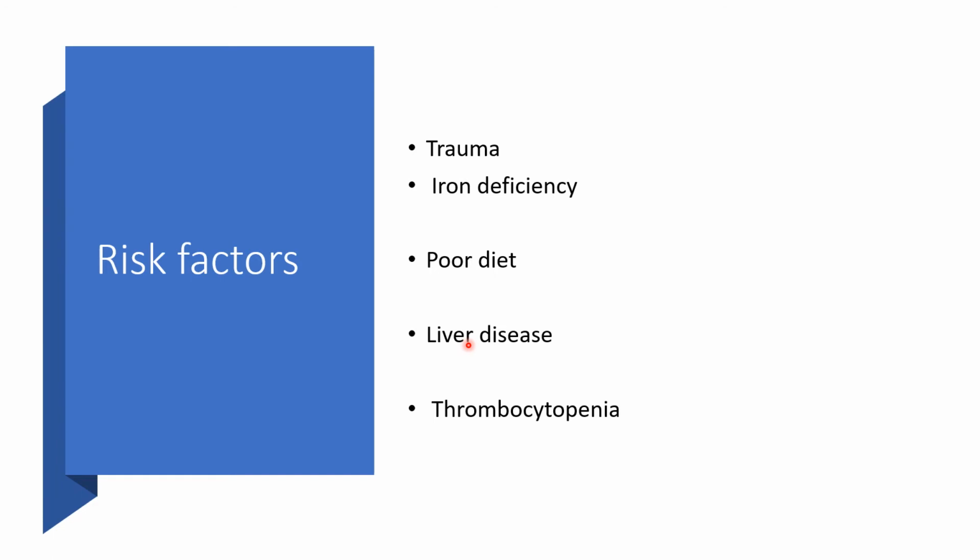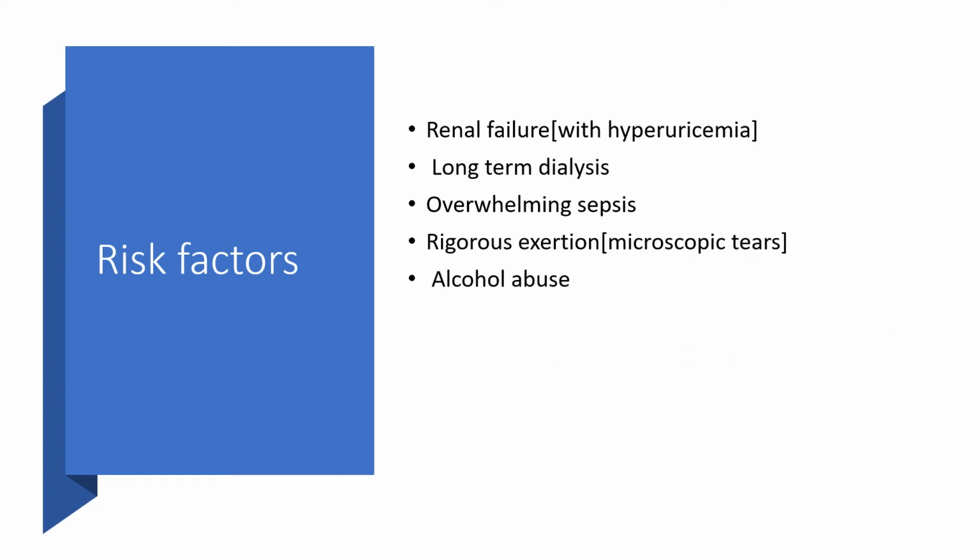Thrombocytopenia is a low level of platelets. Other causes could be renal failure. When there's renal failure with hyperuricemia, there might be bleeding. Long-term dialysis can lead to bleeding. Overwhelming sepsis can lead to bleeding and shock, particularly DIC, disseminated intravascular coagulopathy.